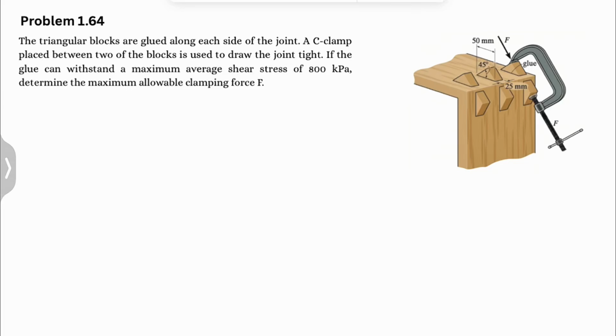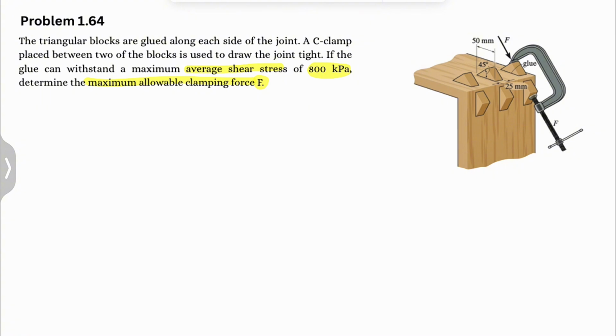Alright guys, welcome back. We have another question from the first chapter of Mechanics of Materials. The triangular blocks are glued along each side of the joint, and a C-clamp placed between the two blocks is used to draw the joint tight. If the glue can withstand the maximum average shear stress of 800 kilopascals, we need to determine the maximum allowable clamping force F.